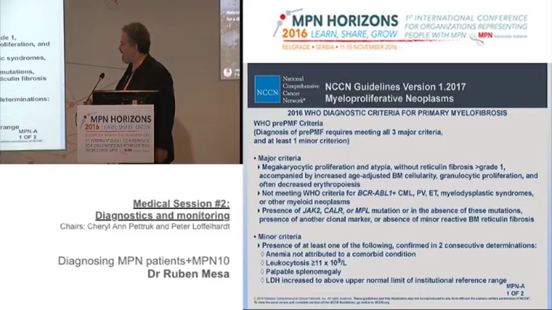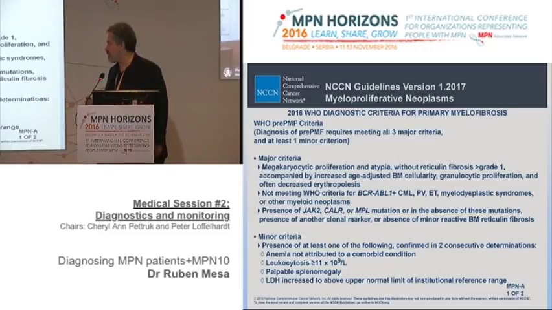Second, not having a different MPN. Sometimes that's easier said than done. So it's easy to list this criteria, but it means that you have to go through these other criteria and make sure it's not something else. Three, and this is what's very key, the presence of one of those markers of which we discussed several times yesterday, JAK2, CALR, or MPL. The majority of patients with MF will have one of these. Not every patient, but the majority.